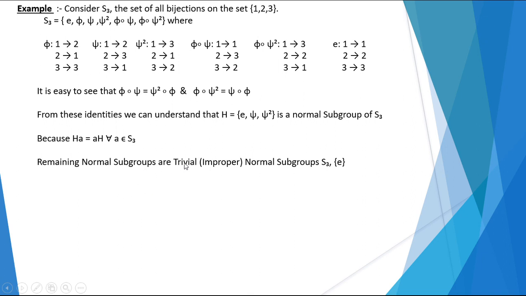Remaining normal subgroups are the trivial normal subgroups or improper normal subgroups, S3 and singleton E. S3 is a normal subgroup of S3, and the singleton identity element is also a normal subgroup of S3. Other subgroups: K1 equals E, phi circle psi. The inverse of phi circle psi is nothing but phi circle psi.